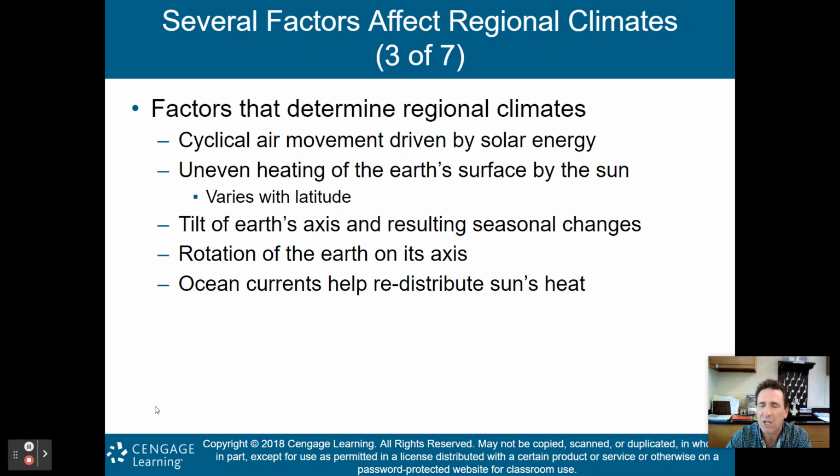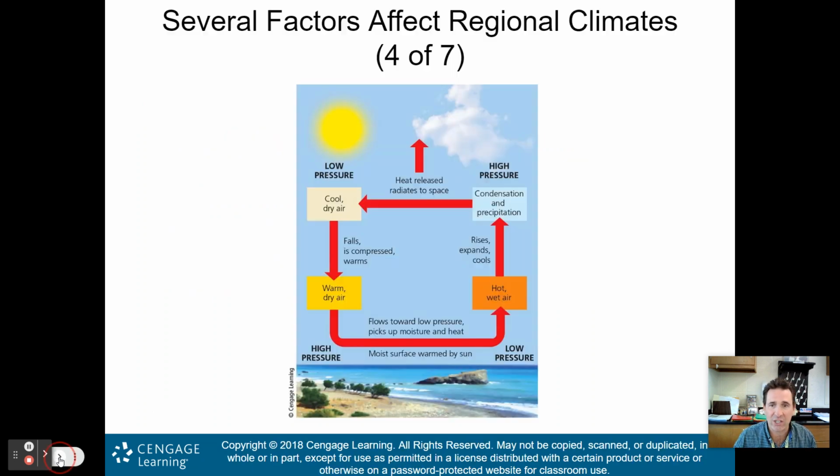I'm going to show you a chart or a picture of that in just a bit. Uneven heating of Earth's surface by the sun, right? This varies with latitude, and that produces the movement of air throughout the planet. You have some areas receiving more intense solar radiation on a particular day compared to other areas. So the area receiving the most intense insolation gets warmer. Other areas get colder. That temperature difference allows the wind to start flowing. The tilt of Earth's axis and resulting seasonal changes affect climate. The rotation of Earth and ocean currents actually help redistribute the sun's heat.